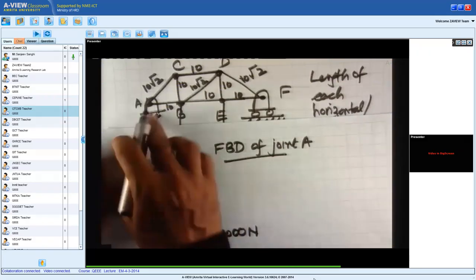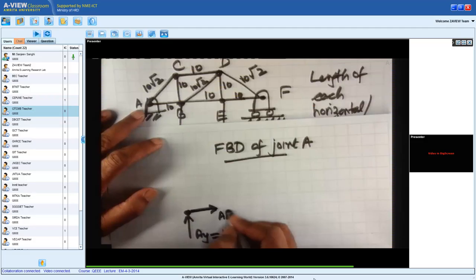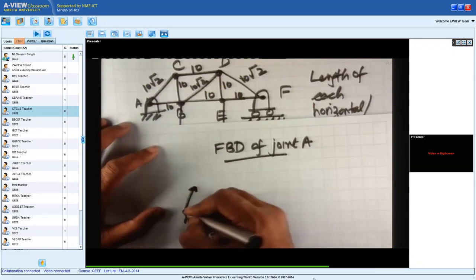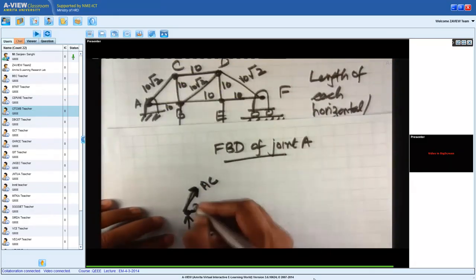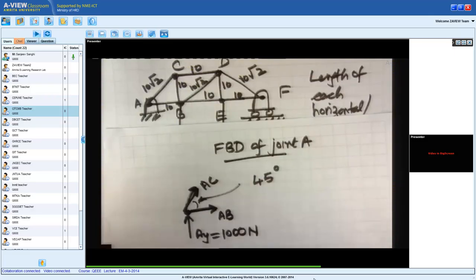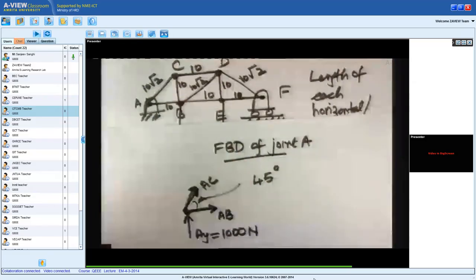Now, the force along AB is along the direction of AB. I show it as AB. And the force along AC is along the direction of AC. In this particular problem, because the horizontal and vertical lengths are equal, this angle is 45 degrees.